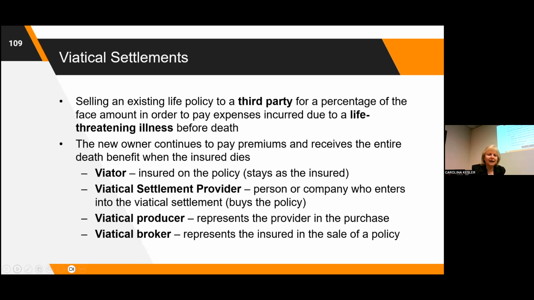So you're probably going to get at least 2 questions about that. And you're going to need to know who the viator is and who the broker is usually. Sometimes there's one about the provider. Right? So the broker is going to represent who? The insured, right? The viator is the insured and the provider is the company who enters into the settlement.